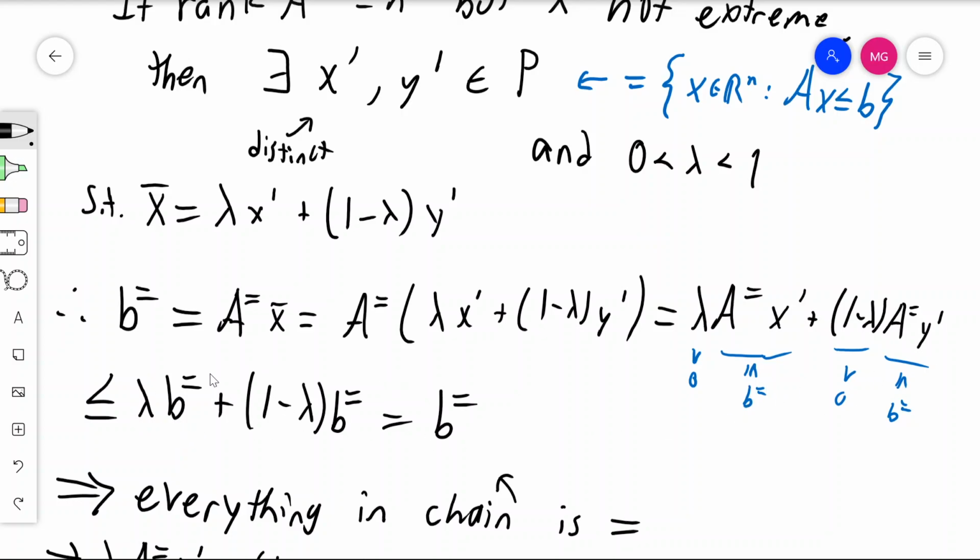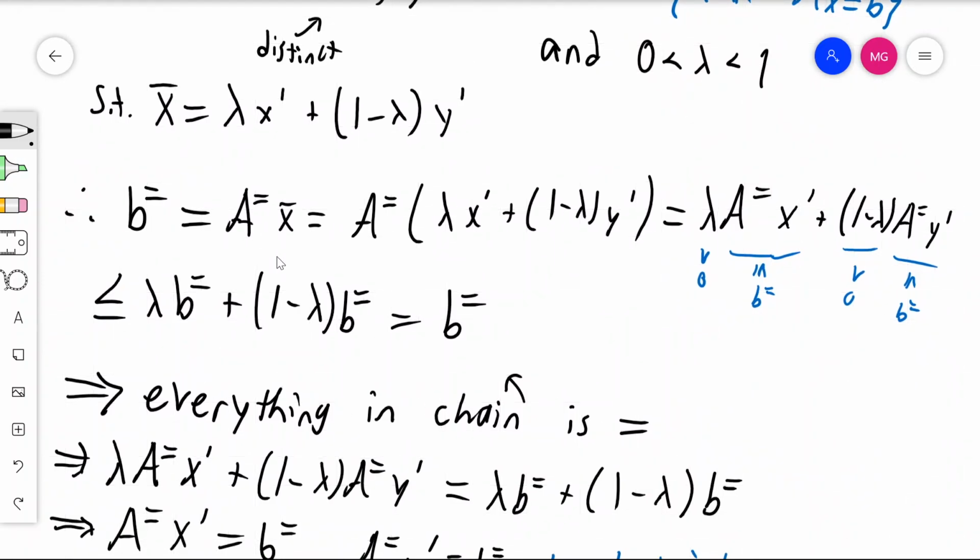And then you can just see that the lambda B equality and the minus lambda B equality cancel, and you're just left with B equality at the end. But that's what we started with. We started with B equality, and we ended up at B equality. So this implies that everything in the chain is equal to the constraints here.